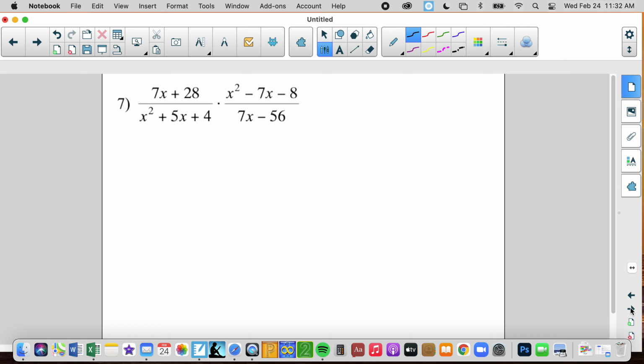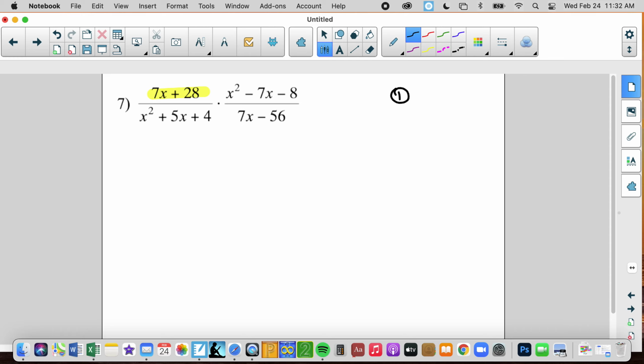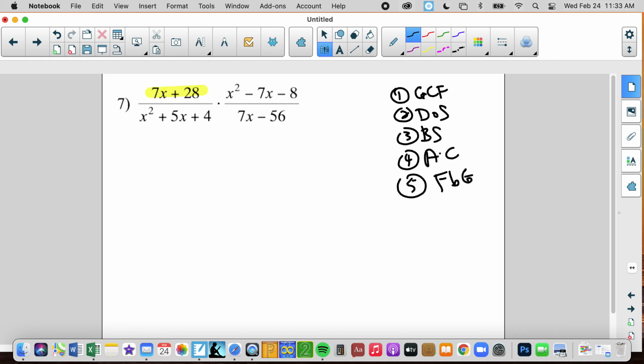Now we've got to do a little work. So I'm going to take each piece and go through my list. Number 1, is there a GCF? Is it the difference of squares? Is it a binomial square? Do I have to do A times C? Or is it factor by grouping? So I'm going to start with the top left and I'm going to do each of the 4 quadrants.